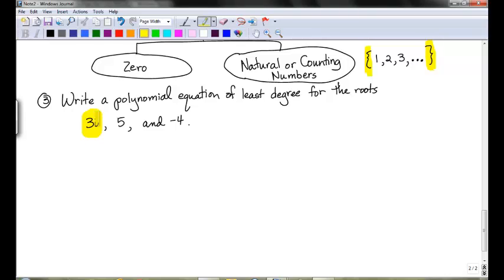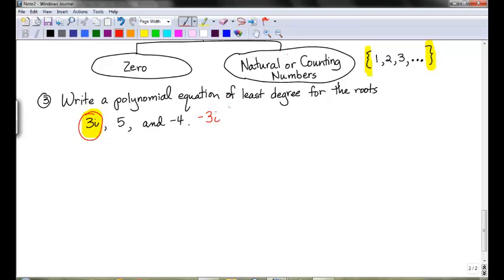Conjugate imaginaries always occur in conjugate pairs. You remember solving quadratic equations last year and the answer was like 5 plus or minus 3i? Negative 2 plus or minus 8i? They always occur in pairs. So, the author's not telling you everything. If 3i is a root, what's the other root? Negative 3i. The author does not have to tell you that. You have to know that.